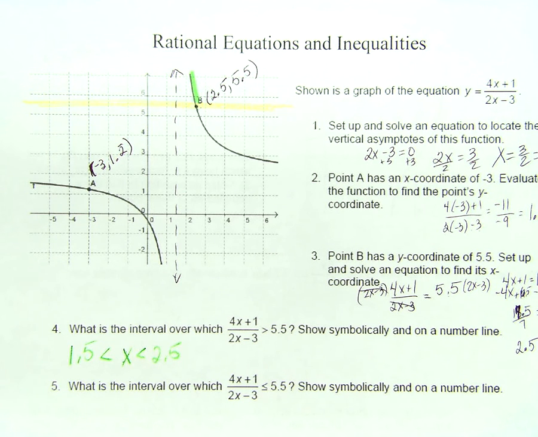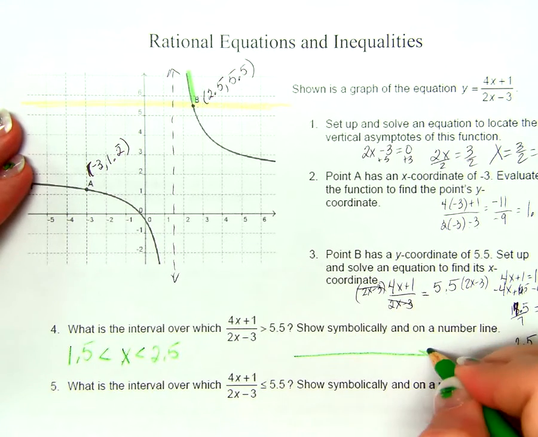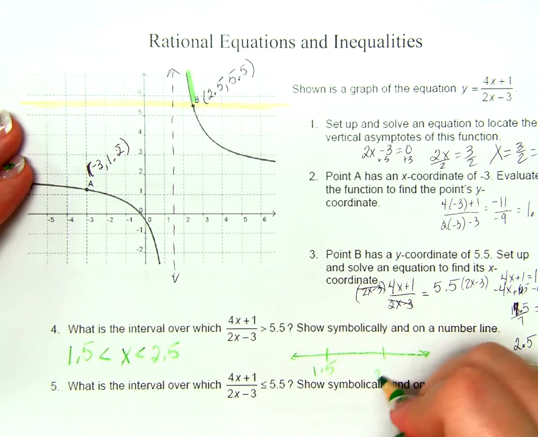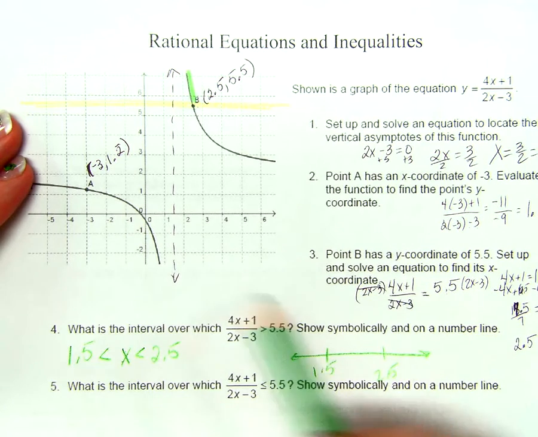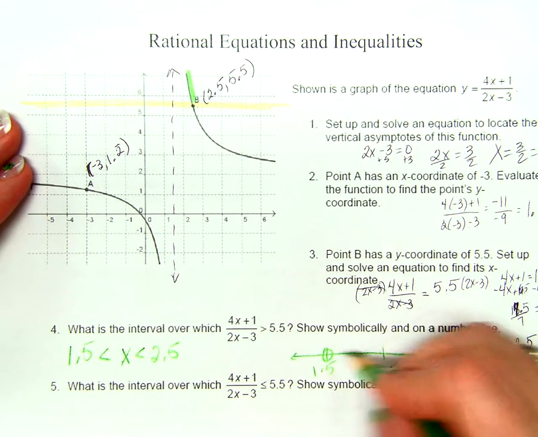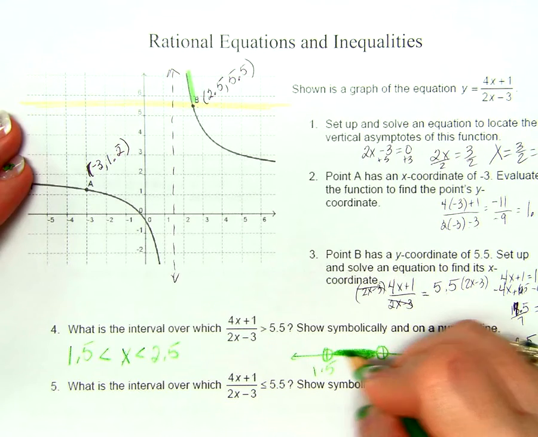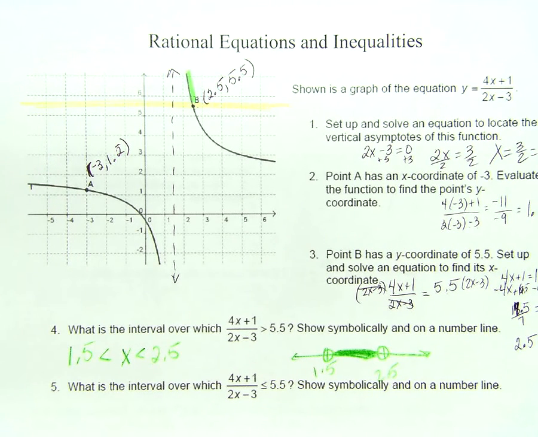On my number line, there's 1.5, there's 2.5. It's greater than 1.5 and less than 2.5, so it's right in the middle, isn't it? Don't be jealous of my graph. I know it's beautiful.